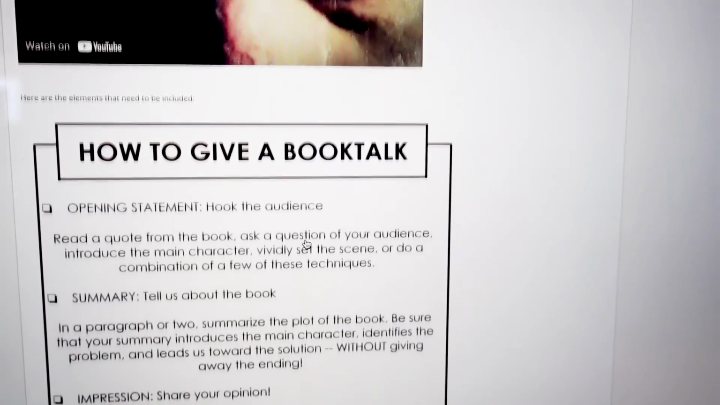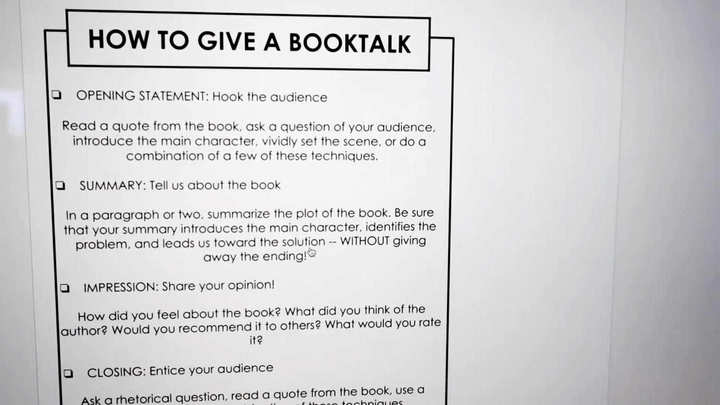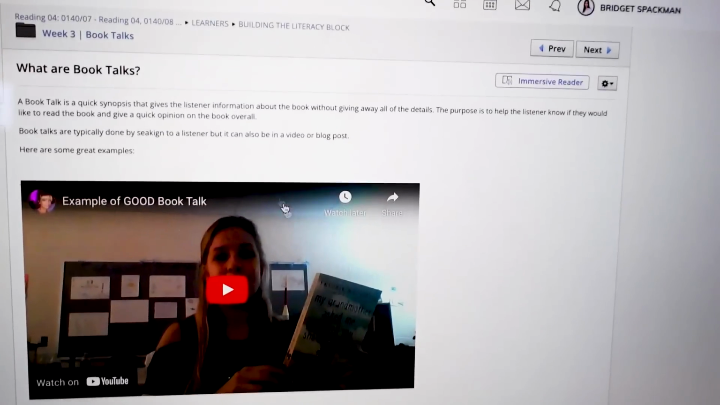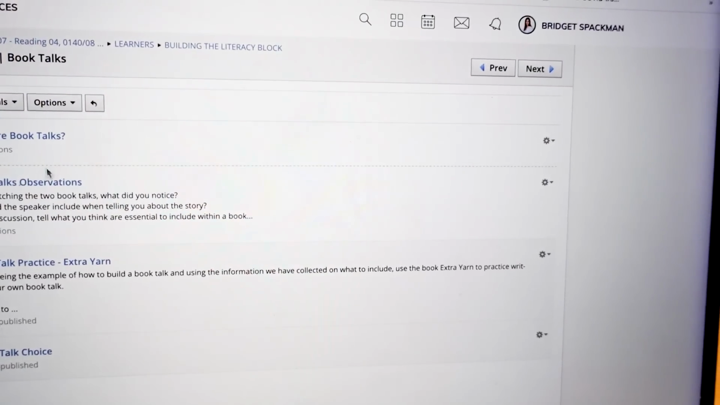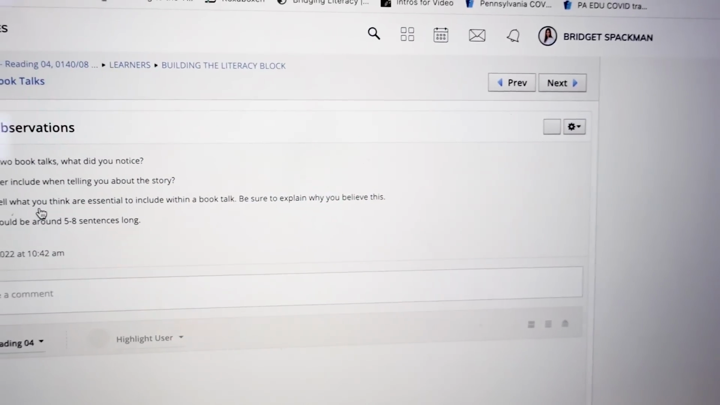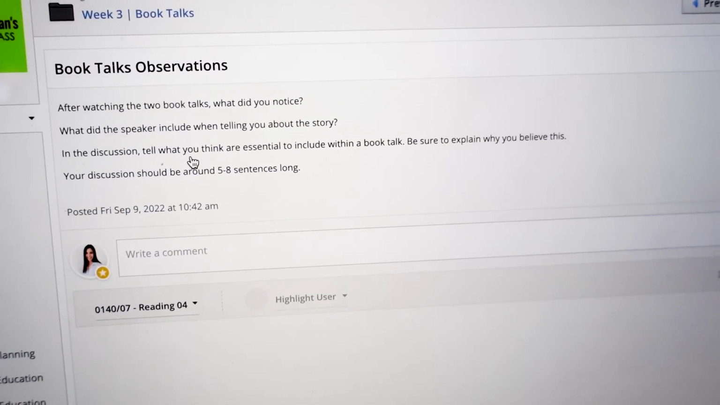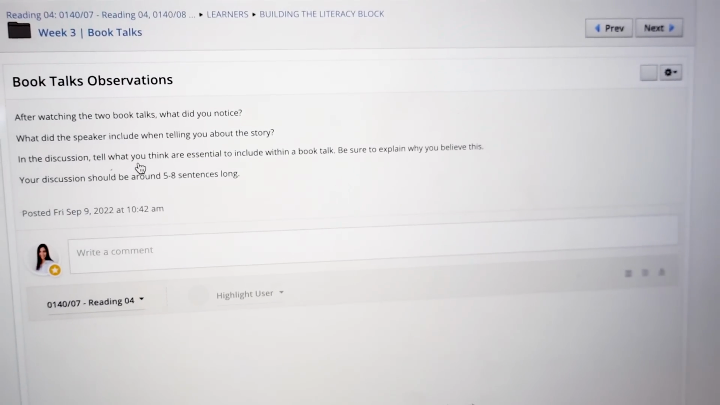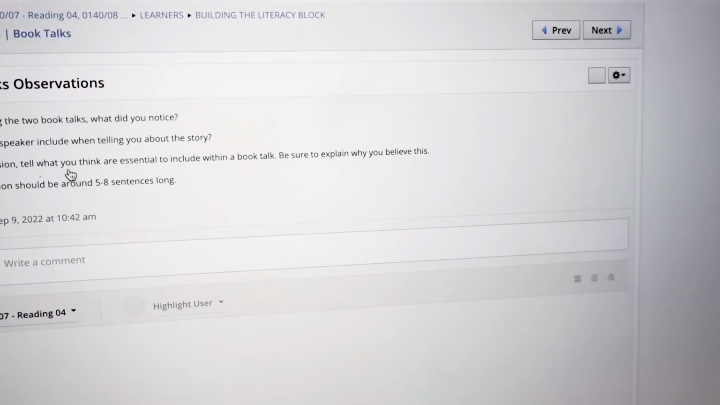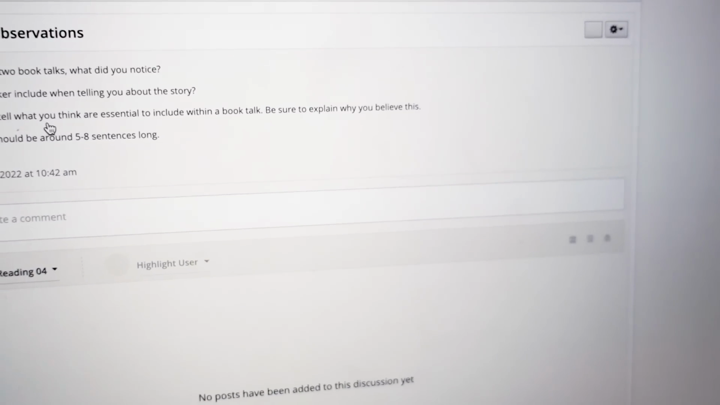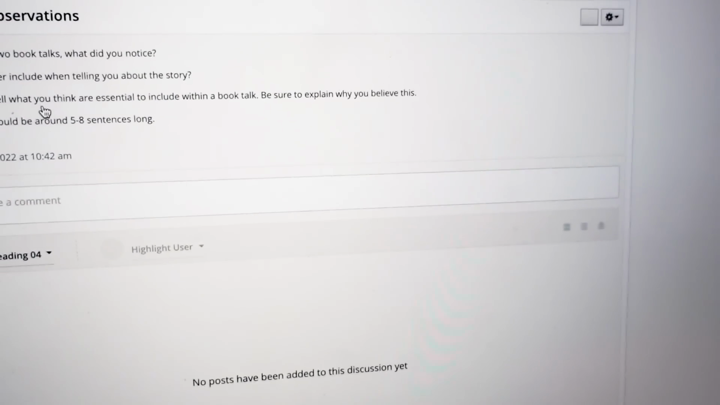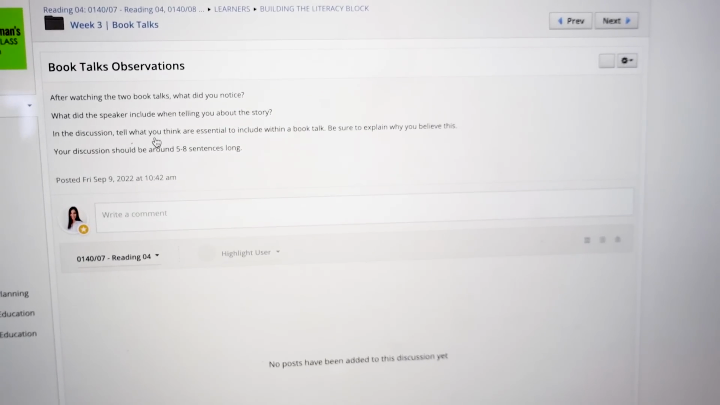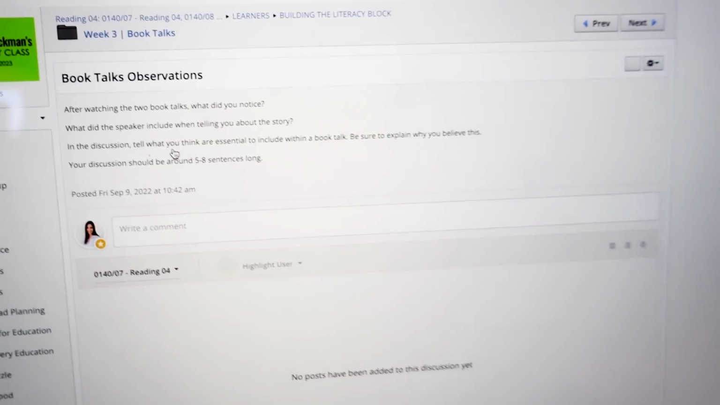So we're going to go over what makes a really good book talk. They're going to have these different components of it. And afterwards, they are going to have to answer a discussion question. So there is a discussion post right here. After watching the two book talks, what did you notice? What did the speaker include when telling you about the story? And in the discussion, tell what you think are essential to include within a book talk. Be sure to explain why you believe this. Your discussion should be about 5 to 8 sentences long. So that is what they're going to work on this morning.